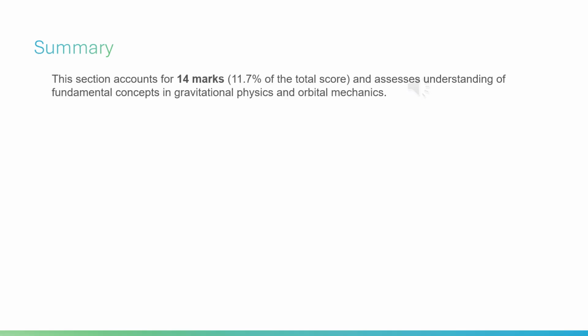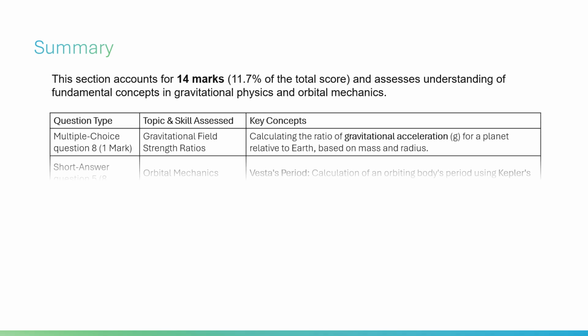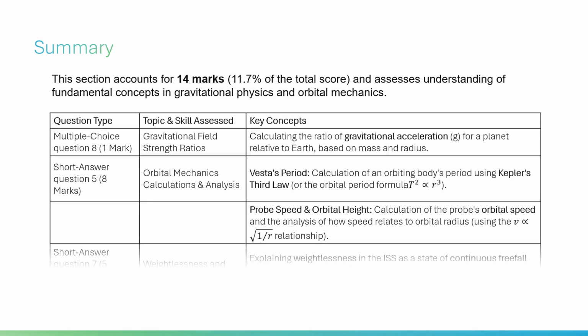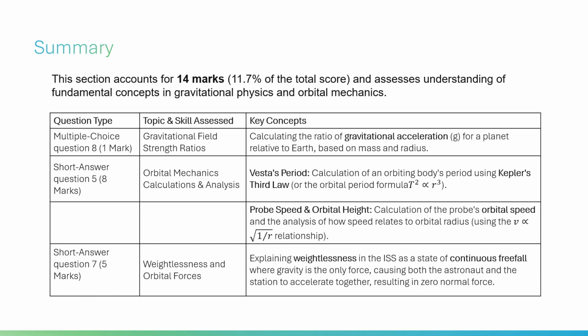This section accounts for 14 marks, 11.7% of the total score, and assesses understanding of fundamental concepts in gravitational physics and orbital mechanics. Multiple choice question 8, 1 mark: gravitational field strength ratios. Calculating the ratio of gravitational acceleration, g, for a planet relative to Earth, based on mass and radius.